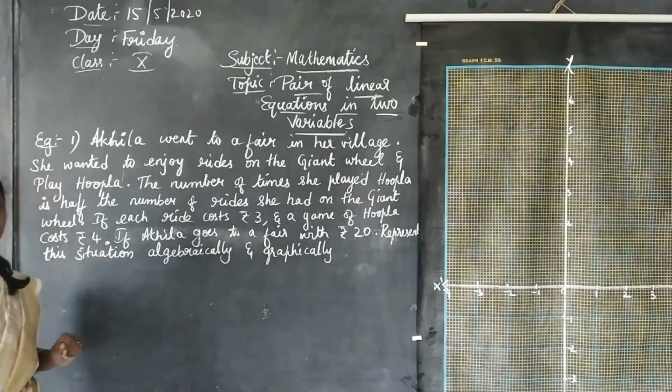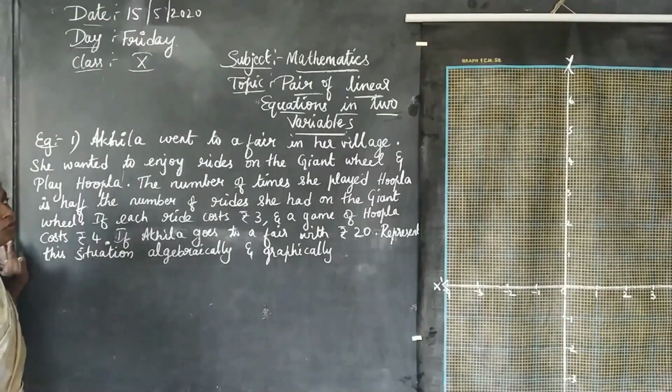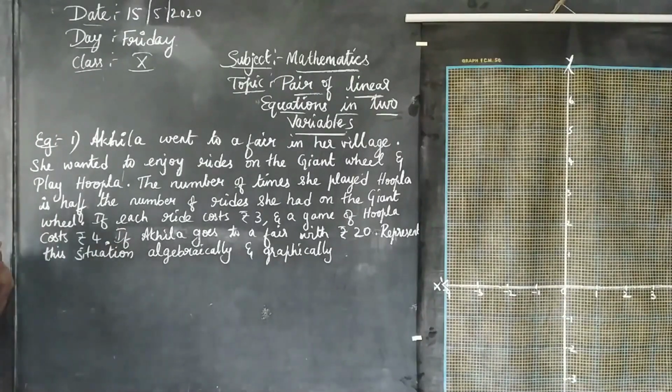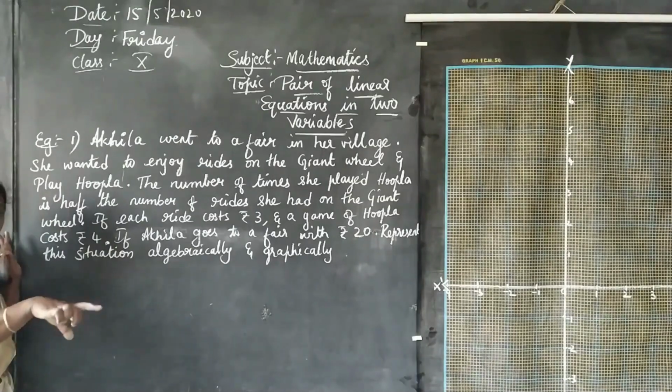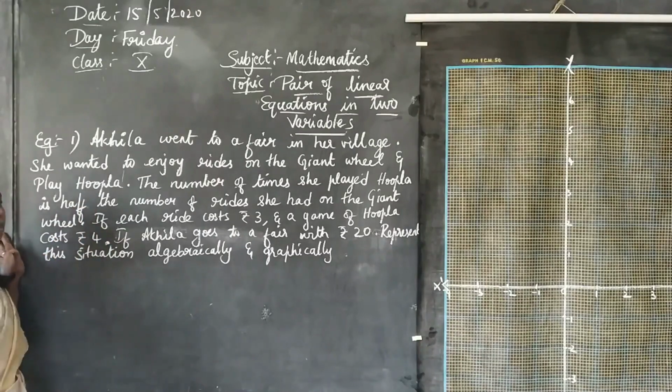Okay, children. The first question, I told you this example yesterday while explaining. Today let me solve the same sum graphically. The question is like this. Akila went to a fair in a village. She wanted to enjoy rides on the giant wheel and play hoopla. Hoopla is nothing but they keep many toys and you throw the ring, and if the ring covers the object, that object will be yours. That game is called hoopla.